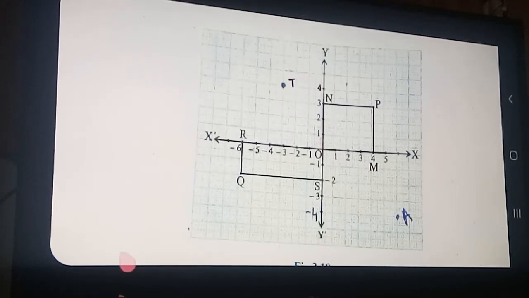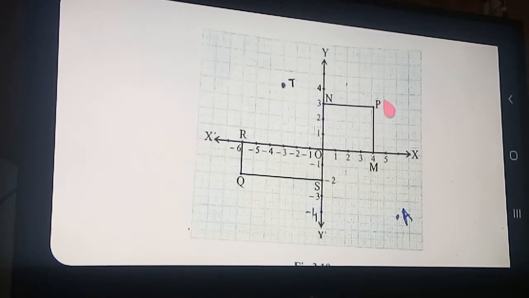Okay, got it? So first, how to locate a point and how to find the coordinates. Make that clear. How to find the coordinates of the point P? Draw a perpendicular from the point P to the x-axis; where it meets is the x coordinate. Draw a perpendicular from the same point to the y-axis; where it meets is the y coordinate. So what is its coordinate? The ordered pair 4, 3. Clear? Same way for this one also. What is its ordered pair? Minus 6 and minus 2.